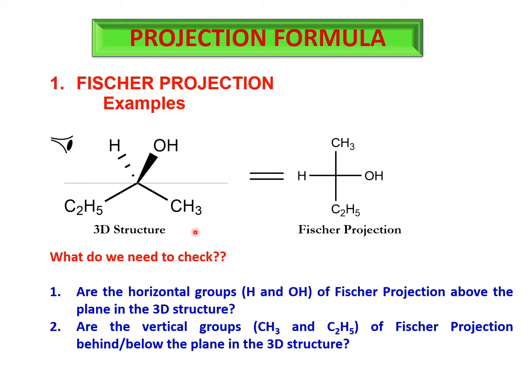And you can also see from the bonds that they are projected away from you. So they are projected away from you here, they are below the plane, and they are on the vertical line here. So it means they are also behind the plane in this Fischer projection. And so this is the correct Fischer projection if your answer is yes.